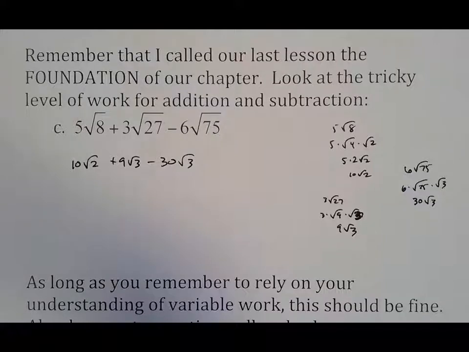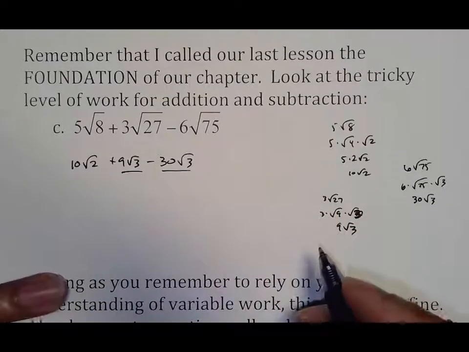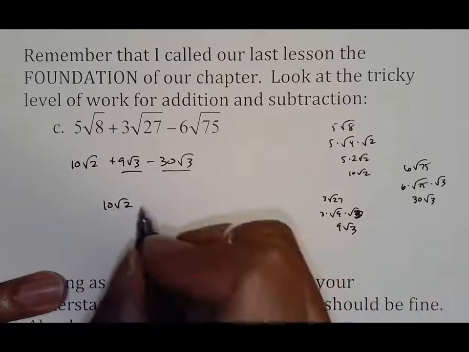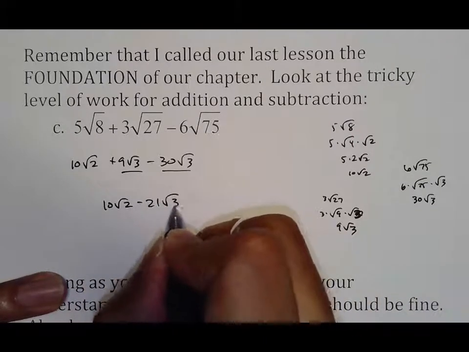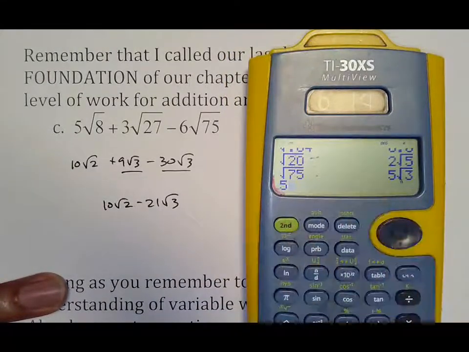Now you put your like terms together, as we like to say, but they're not like terms, they're like radicals. And the only two radicals that are the same are the 9 root 3 and the 30 root 3, which means leave your 10 root 2 the same. 9 minus 30 is negative 21 root 3. The reason I said don't use your calculator is because, again, it cheats you out of the learning process of what you need. I need the plus there.